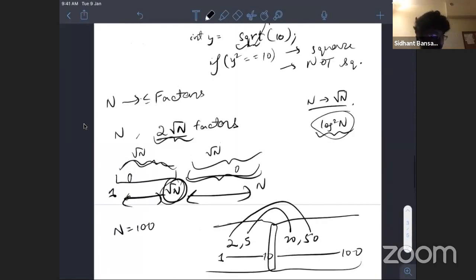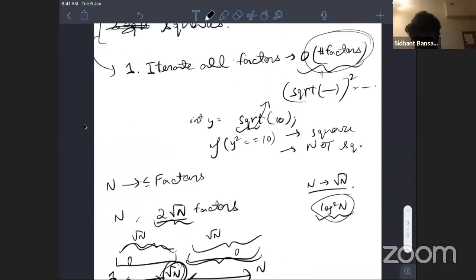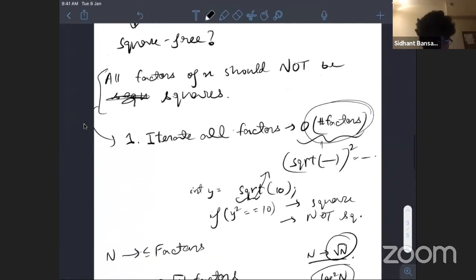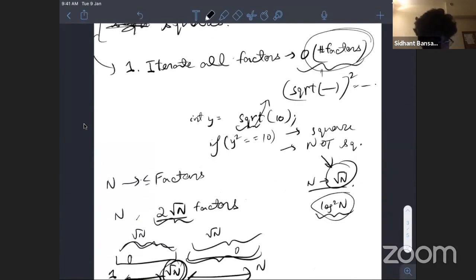So you actually don't get square root n factors in most of the cases. You can try to come up with numbers and see how many maximum factors you can get, and you will generally not hit this value. Maybe for specific n's you'll hit a very big value, but in general you will hit something like log n or log square n or something of that sort.